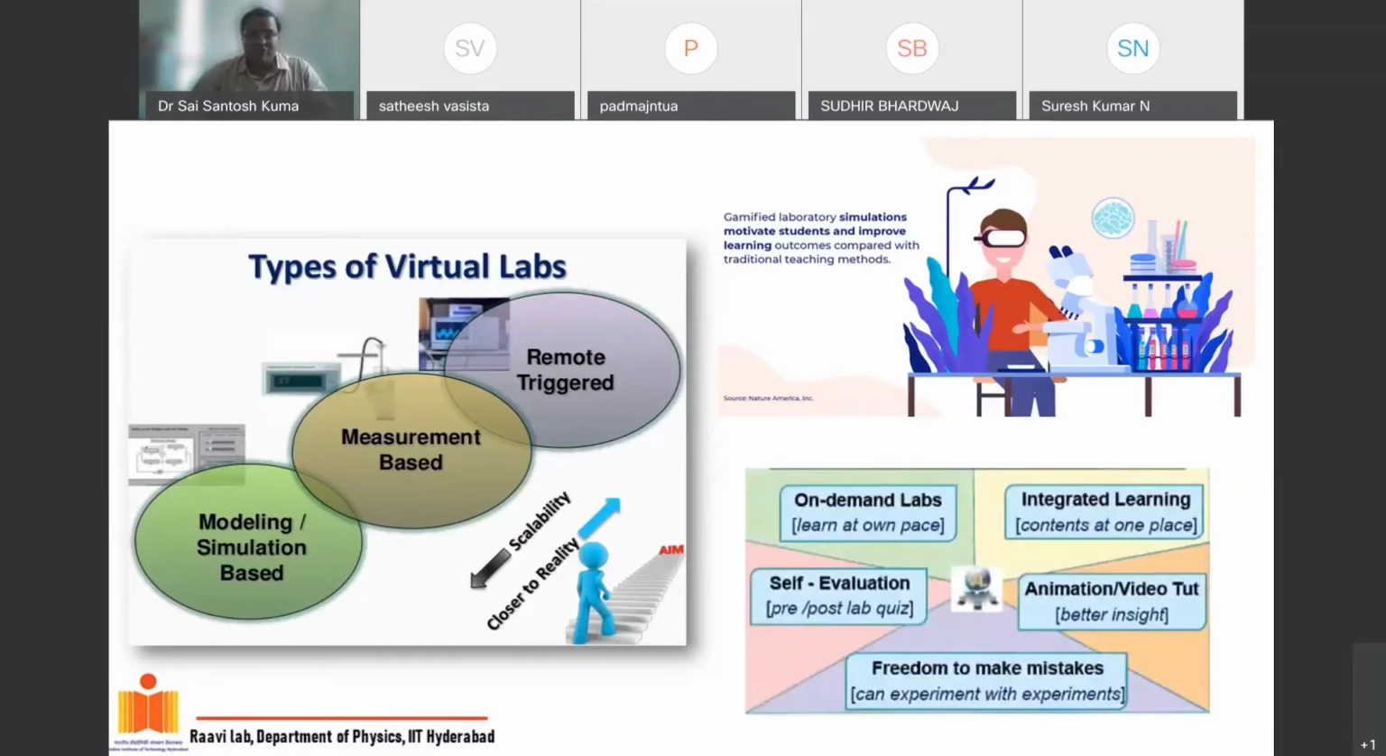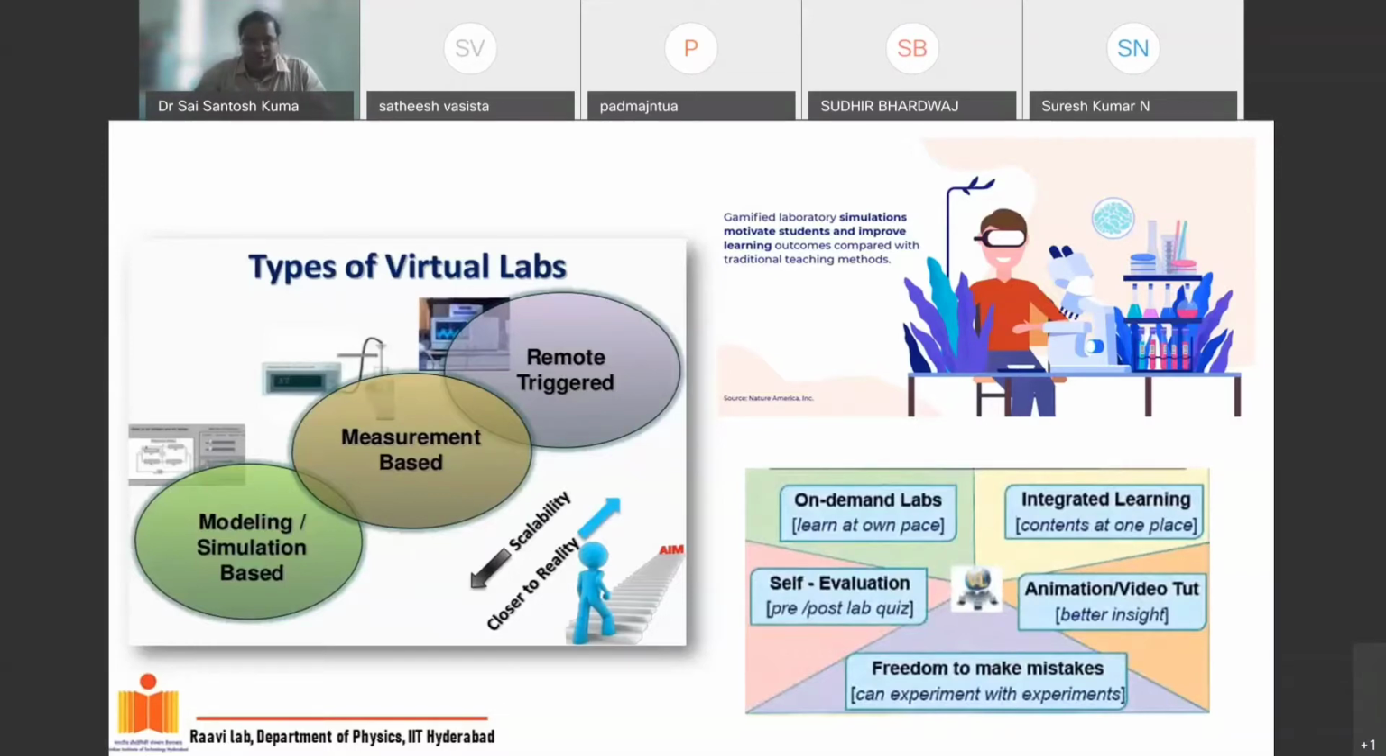So what are the things which help us? One is that you can have online labs, and you learn at your own pace. Integrated learning: most of the time you will have contents in one place. Self-evaluation: you can have pre- and post-lab quizzes, though this is for those who are true to themselves, honest. There is a better insight in terms of animations and videos. It depends on the person giving you the VLabs, but a picture says better than a thousand words. If we see it, we can understand much better.